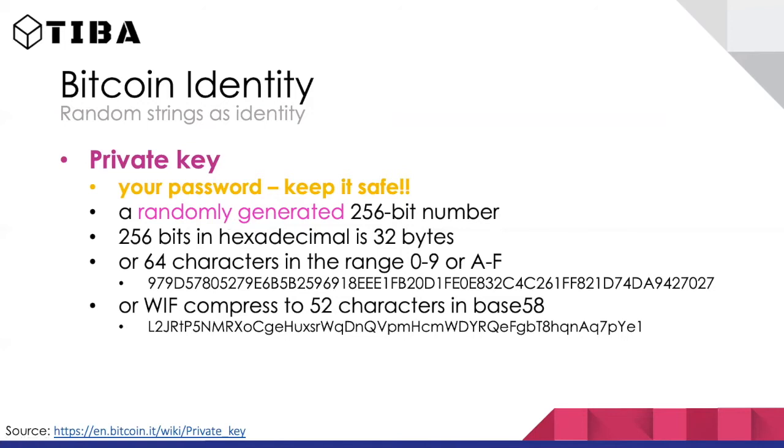Okay, so yeah, you randomly generate it, and this thing is 256 bits. So basically, if you are familiar with some computer science terms, it's just 256 ones and zeros. And this is like your password, so you have to keep it safe. And this is how you can represent it in 2 different ways. So this is how a normal private key will look like, as an example.